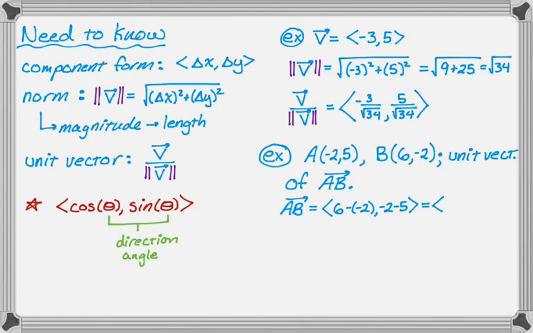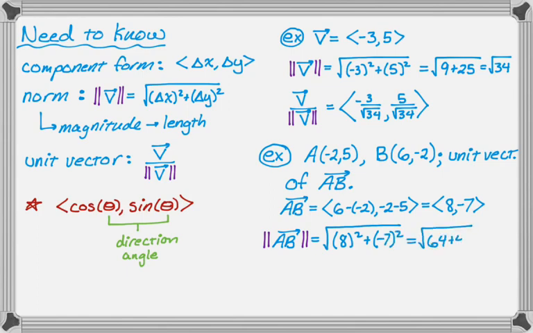So that simplifies to 8, comma, negative 7. So now I need to find the norm of this vector, because that's what you're going to do pretty much every time unit vectors come up. So it's going to be the square root of 8 squared plus 7 squared, which is the square root of 64 plus 49, which is the square root of 113.